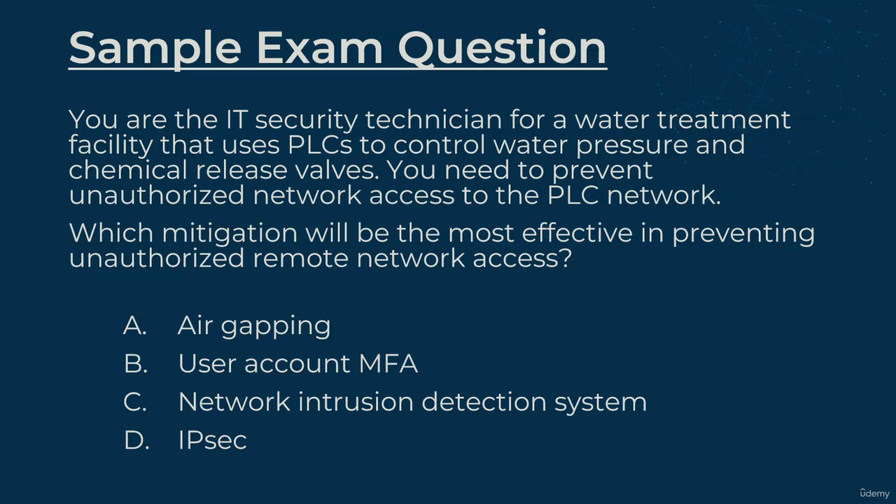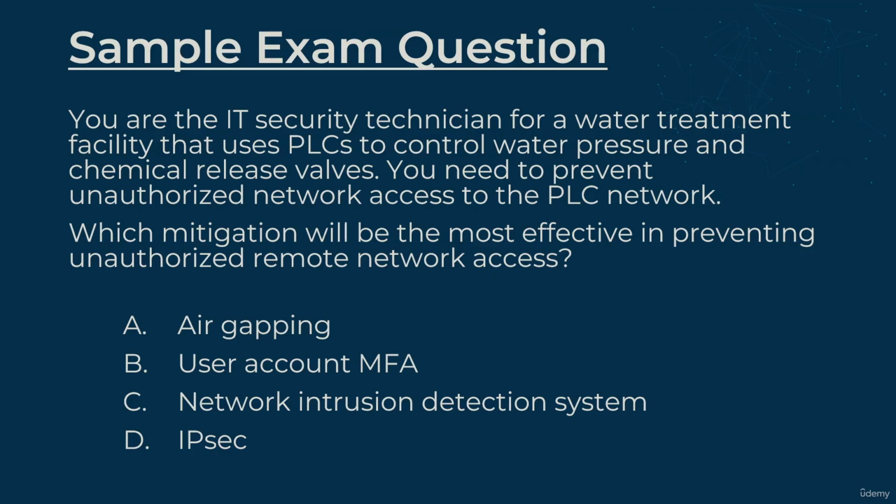The scenario begins with, you are the IT security technician for a water treatment facility that uses PLCs to control water pressure and chemical release valves. You need to prevent unauthorized network access to the PLC network. All right, there's the setup. What's the question? The question is, which mitigation will be the most effective in preventing unauthorized remote network access?